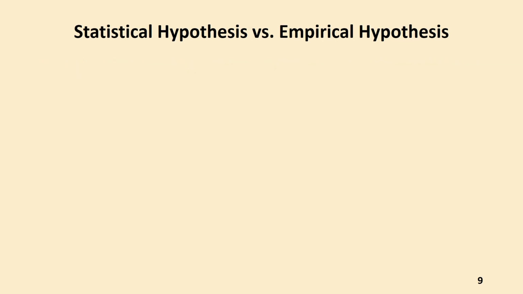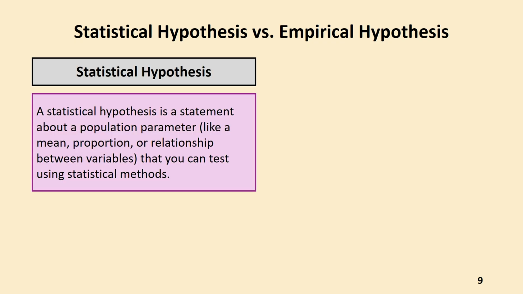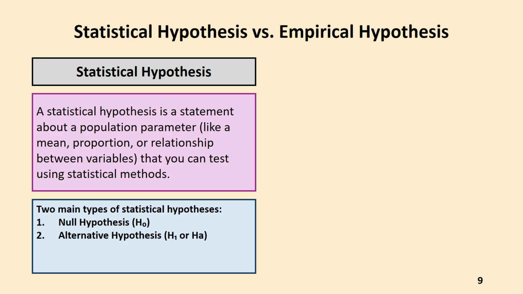Now, statistical hypothesis versus empirical hypothesis. So what is a statistical hypothesis? A statistical hypothesis is a statement about a population parameter like a mean, proportion or relationship between variables that you can test using statistical methods.